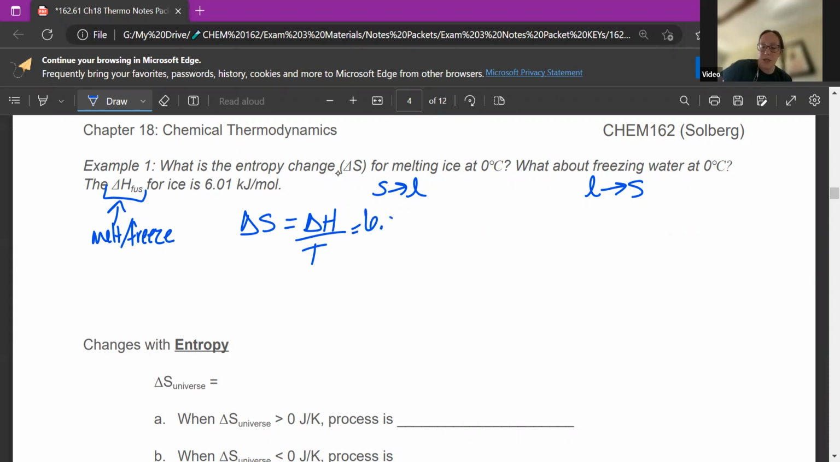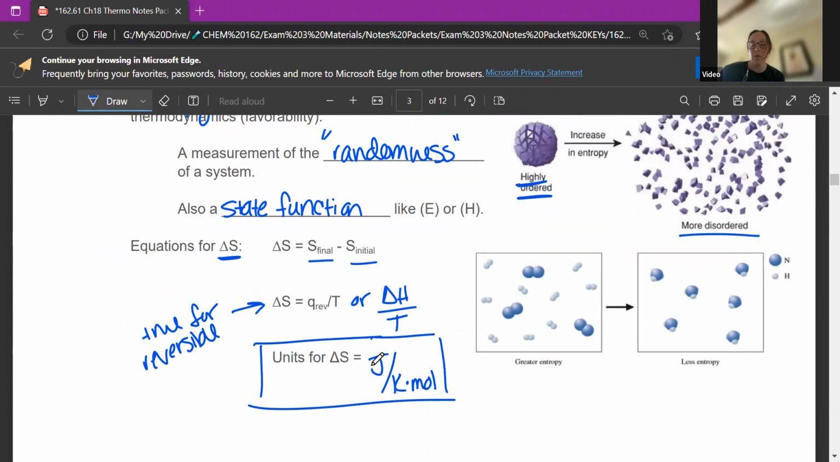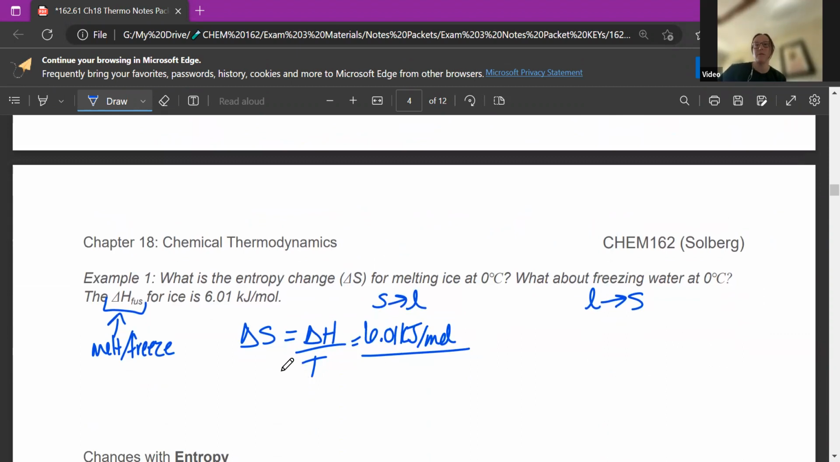We're going to put delta H at fusion, so 6.01 kilojoules per mole, over the temperature. Now, remember, I told you the unit should be joules per mole Kelvin, right? So I am going to have to convert these. My temperature does have to be in Kelvin. So at 0 degrees Celsius, that's 273.15 Kelvin. Now, delta S is supposed to be in joules, so I am also going to convert that. 1 kilojoule is 1,000 joules. And I would get that the delta S for this process, either forward or backward, one's positive, one's negative, is 24.7 joules per mole Kelvin.